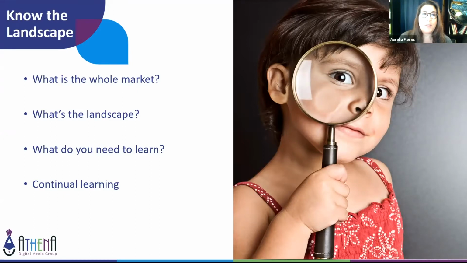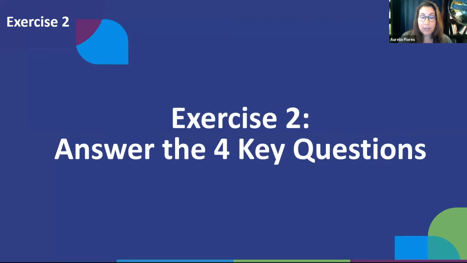All right, so know the landscape, whole market. What's the landscape? What do you need to learn? And obviously, everything is going to keep changing, right? I mean, who could have anticipated COVID 6 months ago? So now I'm going to give you time to answer the 4 key questions, which are: what problem do you solve? Who do you solve it for? What are the alternatives out there, and how are you different or better? So I'm going to give you a couple minutes, and then we're going to dive back in.